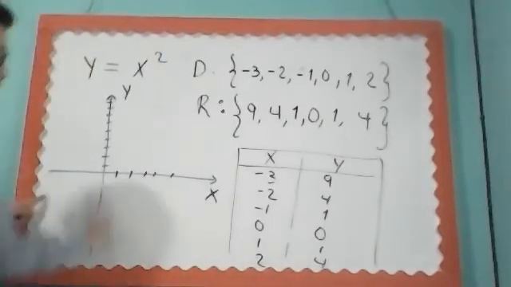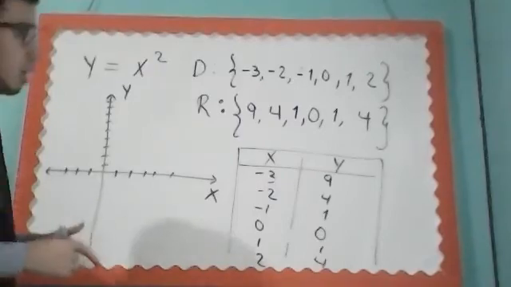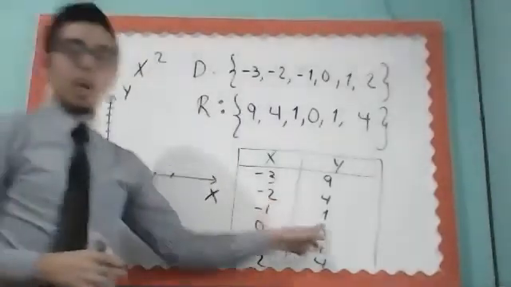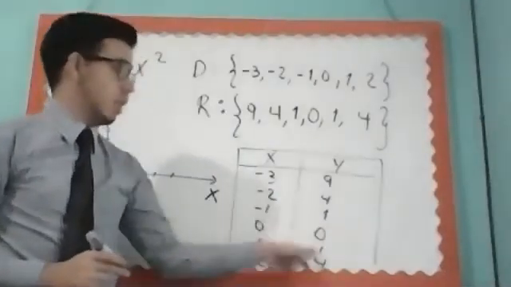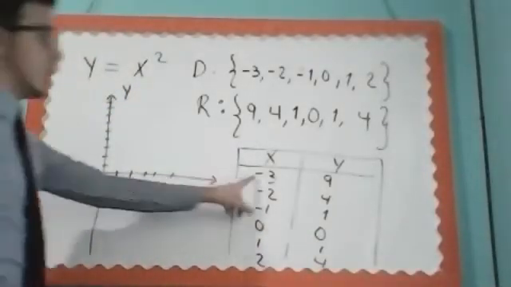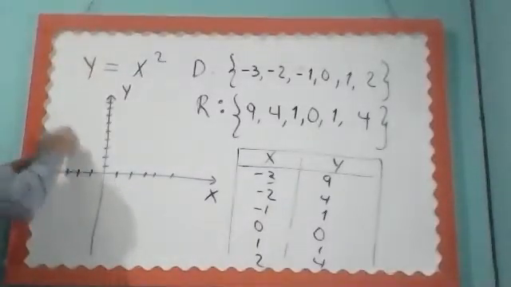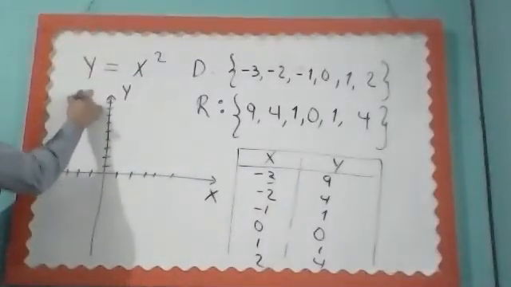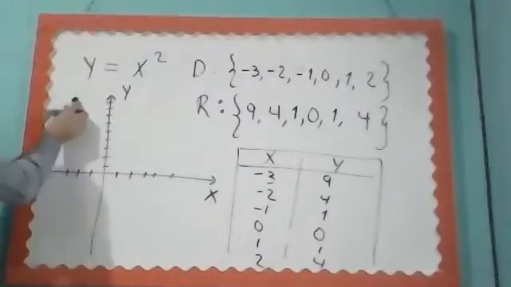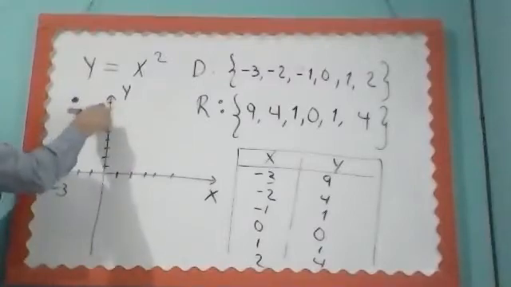And you have -3 to the negatives: 1, 2, 3. Y doesn't have any negative value. They are all positive. Okay, when you start in -3 for x, you start in here, -3. You have 9 for y. -3 for x, and 9 for the y.